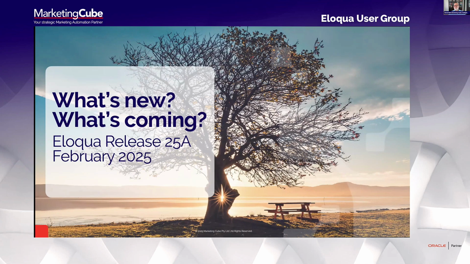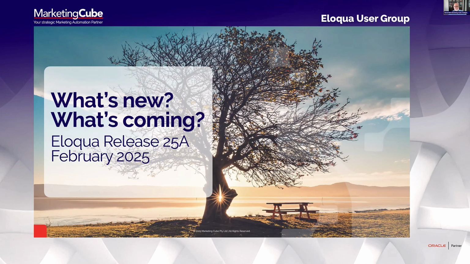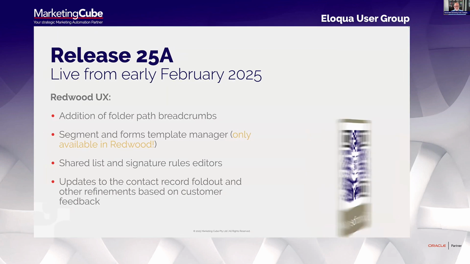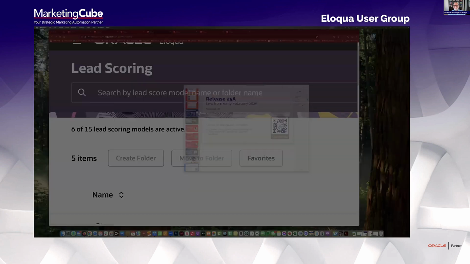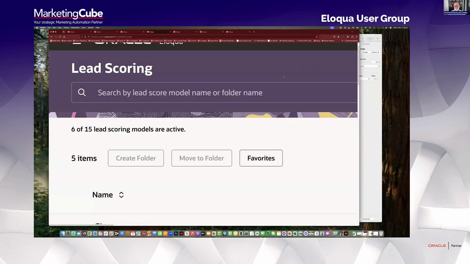So what's new and what's coming? We touched on a number of these points last month, but I just wanted to revisit them because a couple of people had some questions. One of the nice ones is the addition, or restoration, I like to call it, of the folder path breadcrumbs in Redwood. So look, I'm just going to do a little bit of jumping backwards and forwards here.